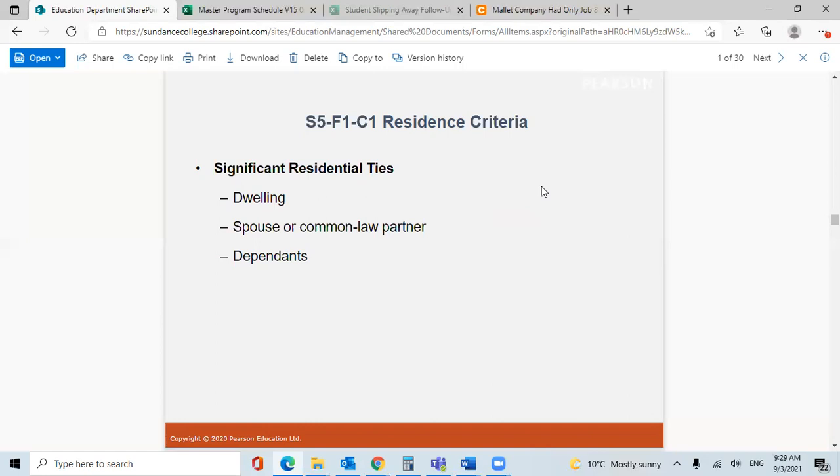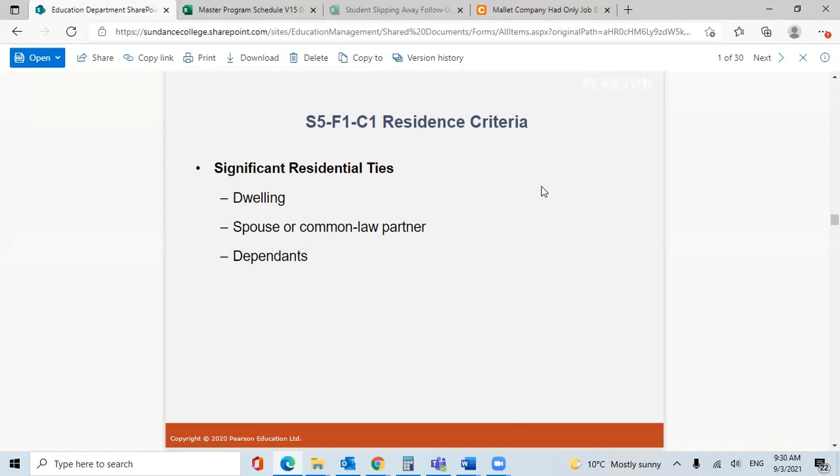So there are three, right? The three main ties. One is dwelling, second is spouse or common law partner, and third is dependants. So unless an individual severs all significant residential ties with Canada upon leaving Canada, the individual will continue to be a factual resident of Canada and subject to Canadian taxes on his or her worldwide income. Now we talk about those three ties.